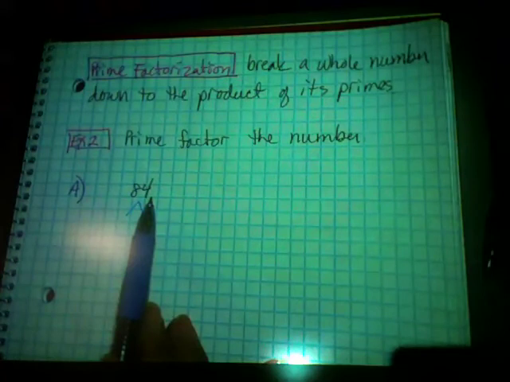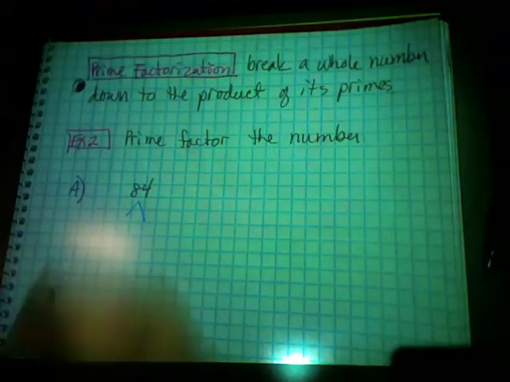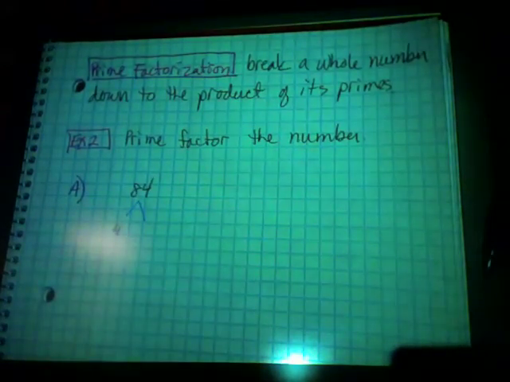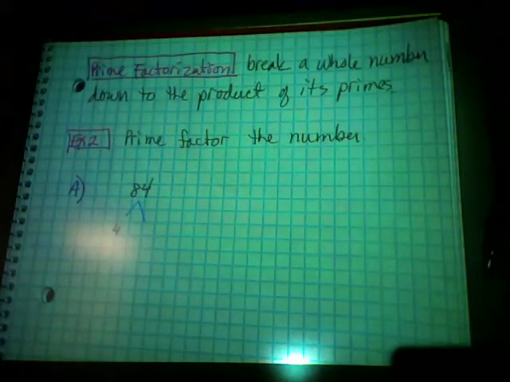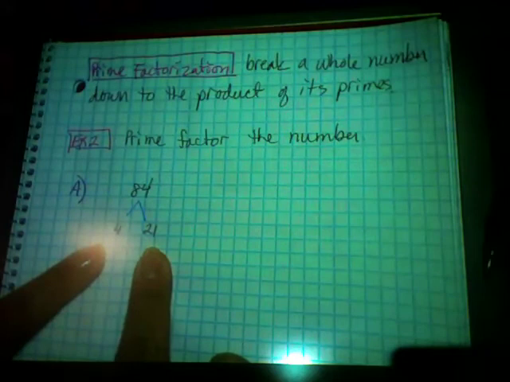8 plus 4 is 12, so I know 9 doesn't go in there. So probably you're going to start with 4, would be my guess. It doesn't matter what you start with. You could start with 2, but I don't like starting with 2 unless it's my last resort. So 4 goes into 84 how many times? 21 times. Are either one of these prime?